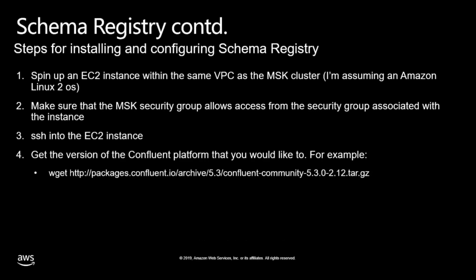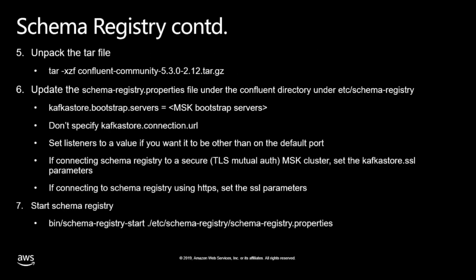So the steps for installing Schema Registry are very similar to Burrow, as we'd already discussed. Essentially, you spin up an EC2 instance within the same VPC and make sure that the security group allows connectivity. Next, you SSH into the EC2 instance and get the version of the Confluent platform that you want to install. Once you download Confluent, you can unpack it using tar. And then at that point, you have to go into the configuration file called schema registry.properties. The important settings are bootstrap servers and the listeners.